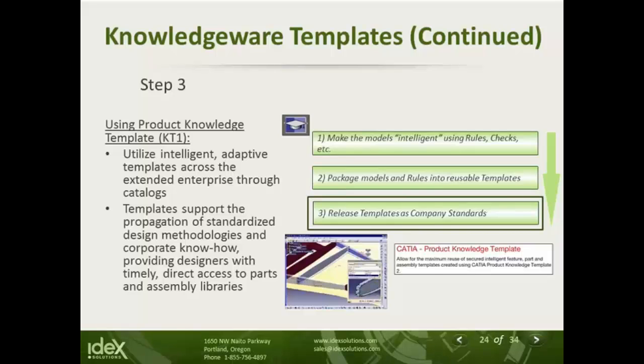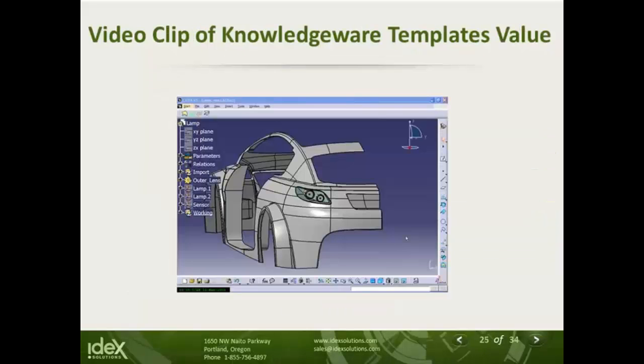So now we're going to see a video clip that shows some of the values in utilizing CATIA Knowledgeware templates for designing a product. And we're going to see that the use of templates within the design, simulation, and validation phases will allow this designer in this brief demonstration to quickly and efficiently consider various design iterations within a few seconds that might otherwise take hours or even days to do manually.